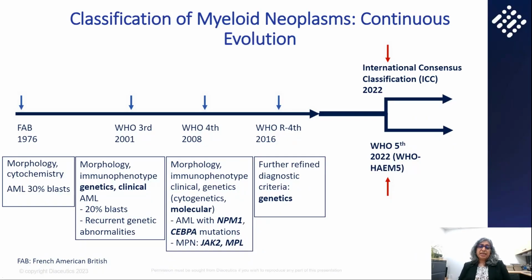The whole purpose of classification systems is to standardize diagnosis, which in turn standardizes treatment and development of clinical trials. Until 2016, 2017, we all had one classification to follow, which made things easier than what it is now. In 2022, two classifications were published, the International Consensus Classification and the WHO 5th edition.